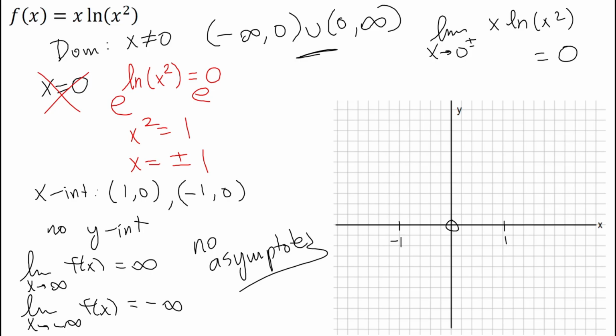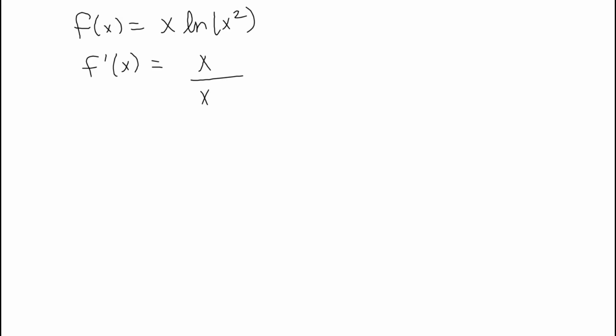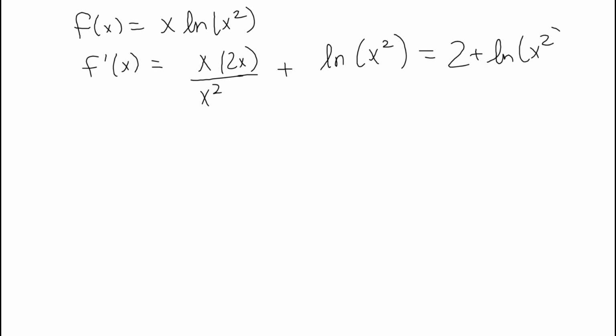So now we're ready to deal with the first derivative. Our function f of x was x ln of x squared. So taking our first derivative here, we're going to use the product rule, which is going to be x times the derivative of natural log of x squared, which is 1 over x squared, times 2x. And then we'll add to that the derivative of x, which is 1, times the natural log of x squared. So that's our first derivative, which simplifies to 2 plus ln of x squared.